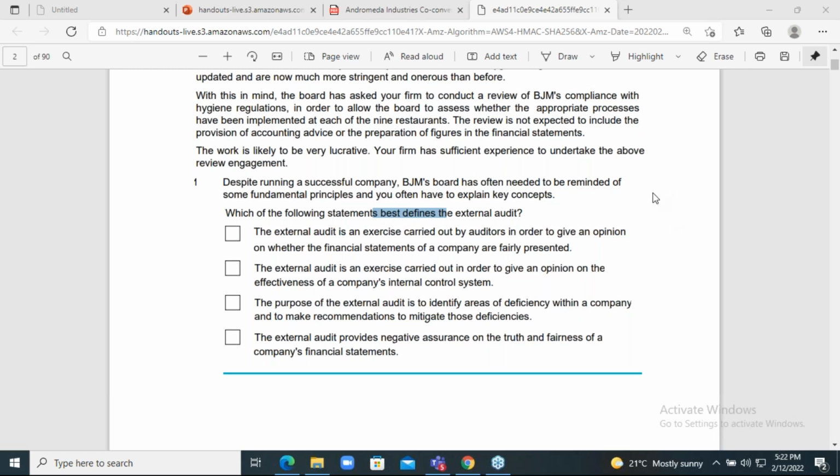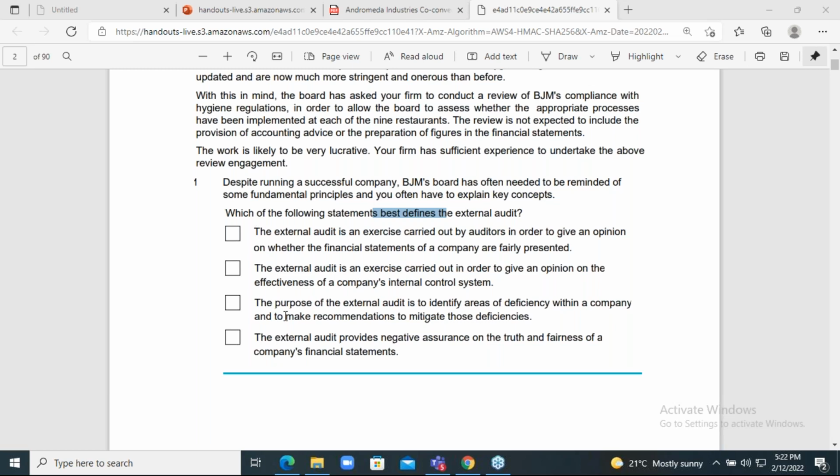Yes, Rubaid, you are correct. Very good. But what would be the argument? What would be the logic? Now, the most important logic is that he asked how to best define the external audit. So, if we are going to best define, A is the most appropriate option.